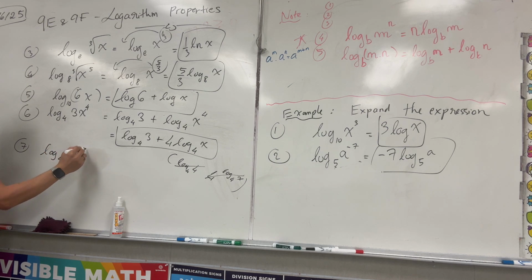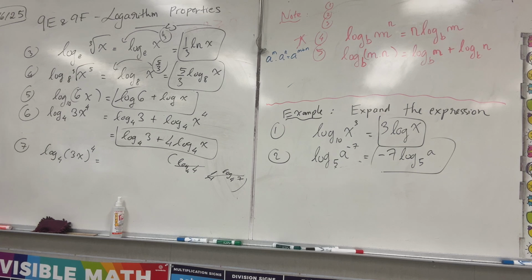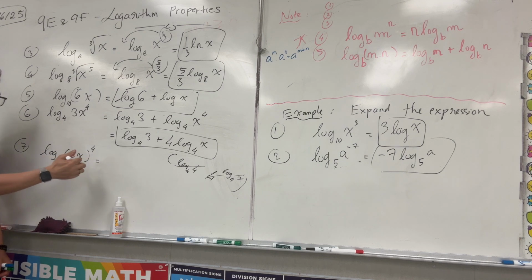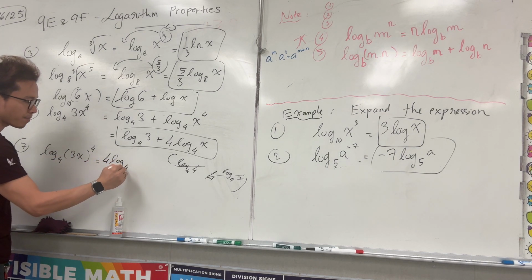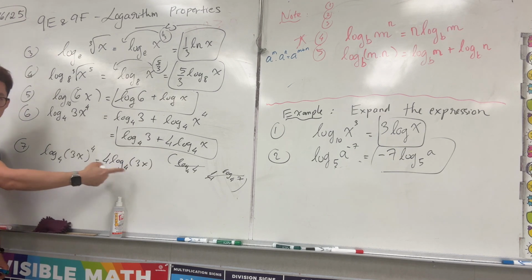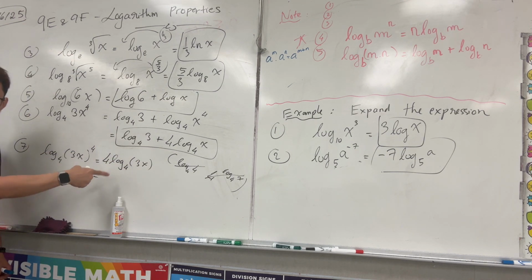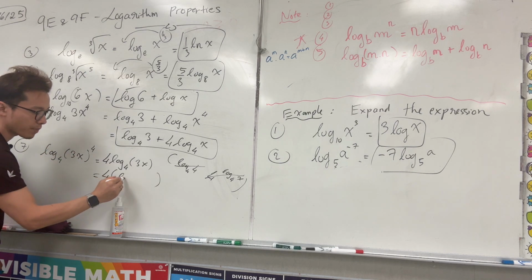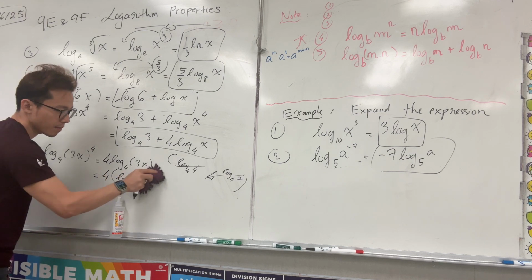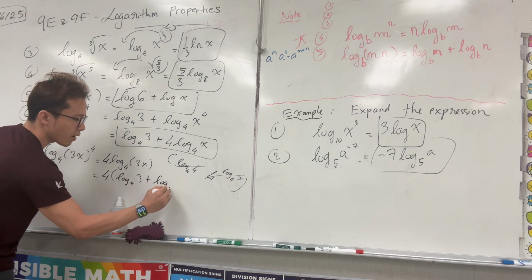But this one just came to my mind. How about this? So the 4 affects both of these, right? Are you going to break them? No, you need to bring the power first. Everything here is to the power 4, so you're going to bring the power 4 to the front first. Log base 4 of 3x. And now you can break the multiplication. When you break them, be careful. They need to have a parenthesis. You're going to have log base 4 of 3 plus log base 4 of x.